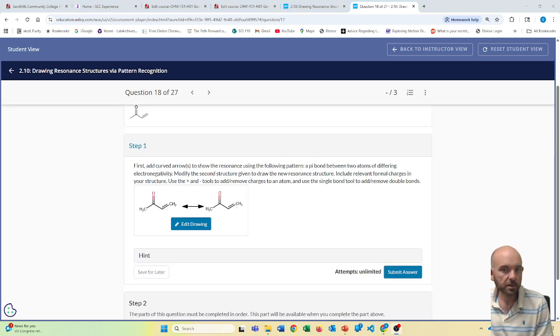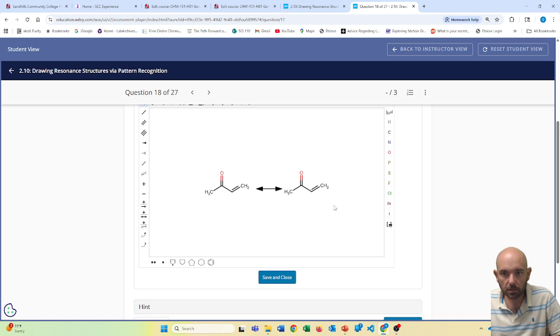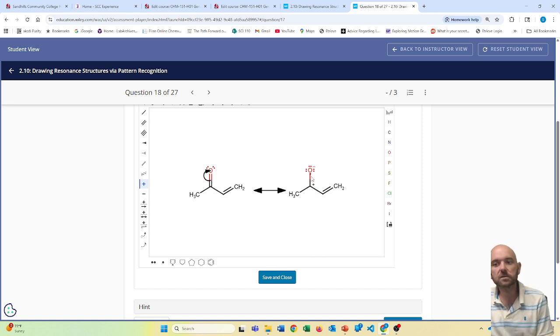So question 18 here is the same thing. First, add curved arrows to show using the following pattern, pi bond between atoms of differing electronegativity. So I might just do this one as an example. Put our lone pairs in for posterity, and we can put an arrow going from that pi bond to the oxygen atom. And then on our new structure, our oxygen has 3 lone pairs. This is now a single bond, and we have some formal charges. We don't want the hydrogen there, so we have a negative charge on our oxygen and a positive charge on our carbon.